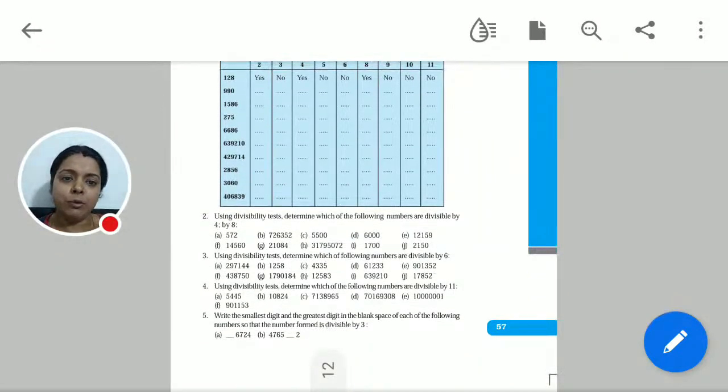Coming to number 4 and number 5. Number 5 is very important. Write the smallest digit and the greatest digit in the blank space, and then find whether it is divisible by 3 or not. How to do it? Add up whatever is given. 6 plus 7 is 13, plus 2 is 15, plus 4 is 19. Now what to add to 19 to make it divisible by 3? 19 plus 2 is 21. If I add 2, it will become 21, and 21 is divisible by 3.